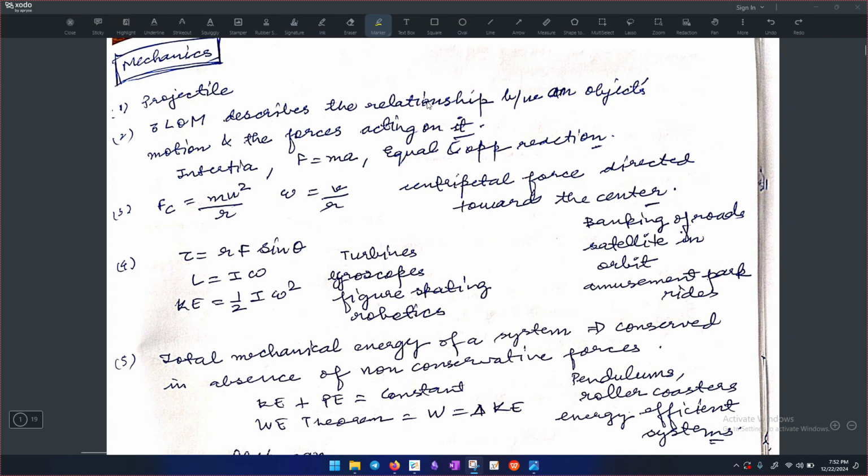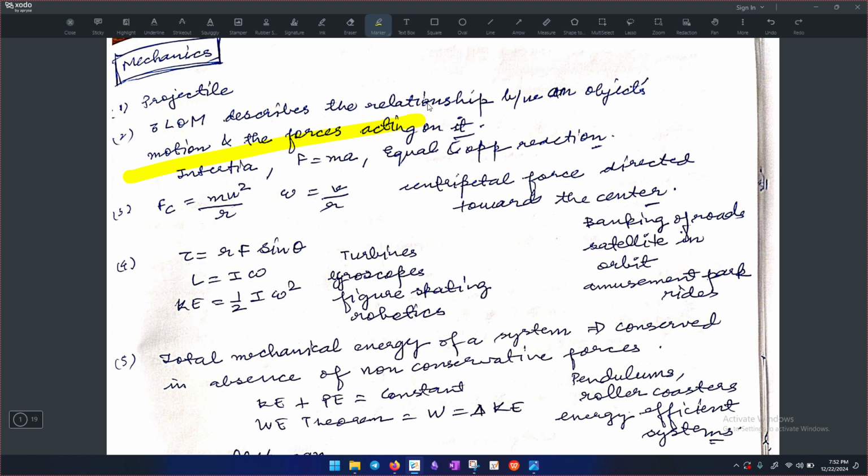In this video, I would like to discuss some important concepts of physics and some important IR articles. So, in mechanics, the three laws of motion describe the relationship between an object's motion and the forces acting on it. Inertia, F is equal to ma, and equal and opposite reaction is the third law.